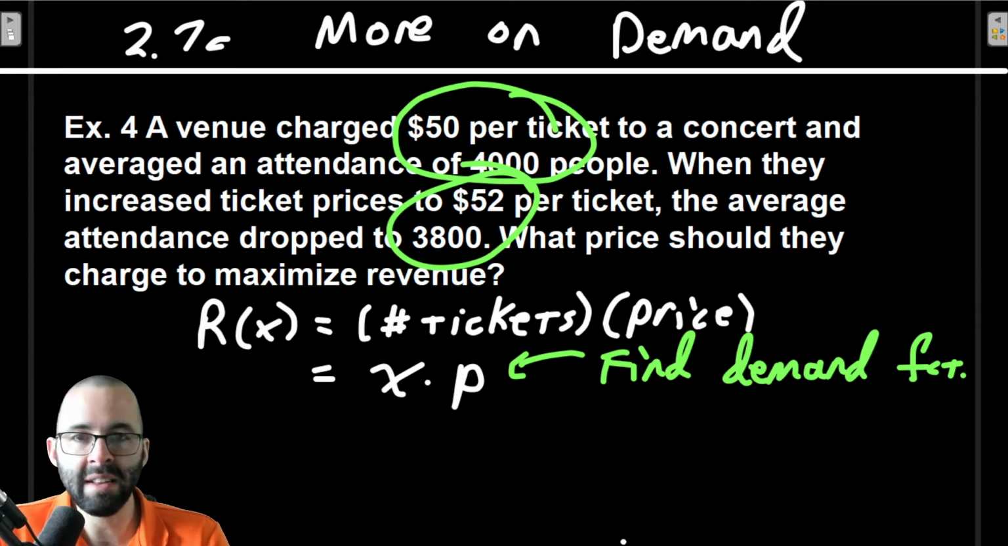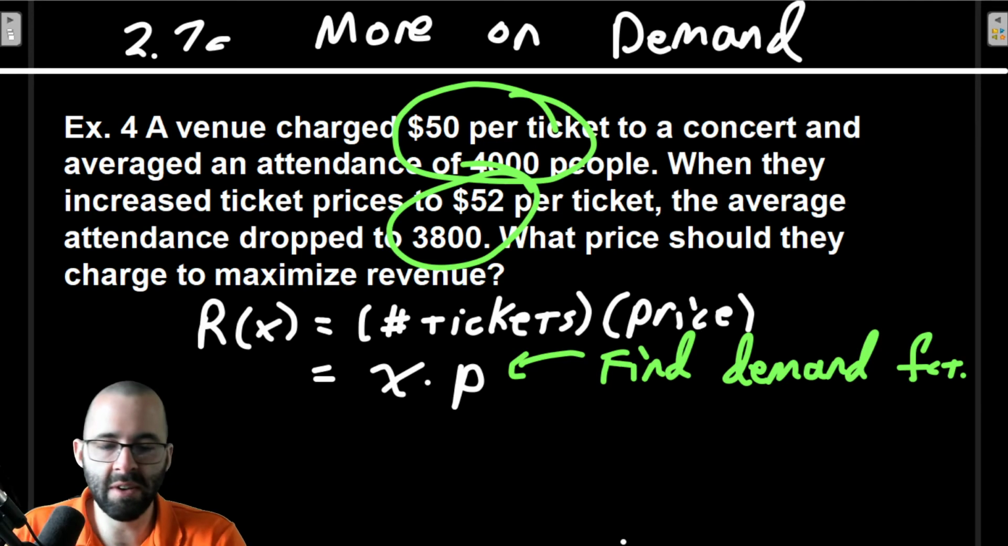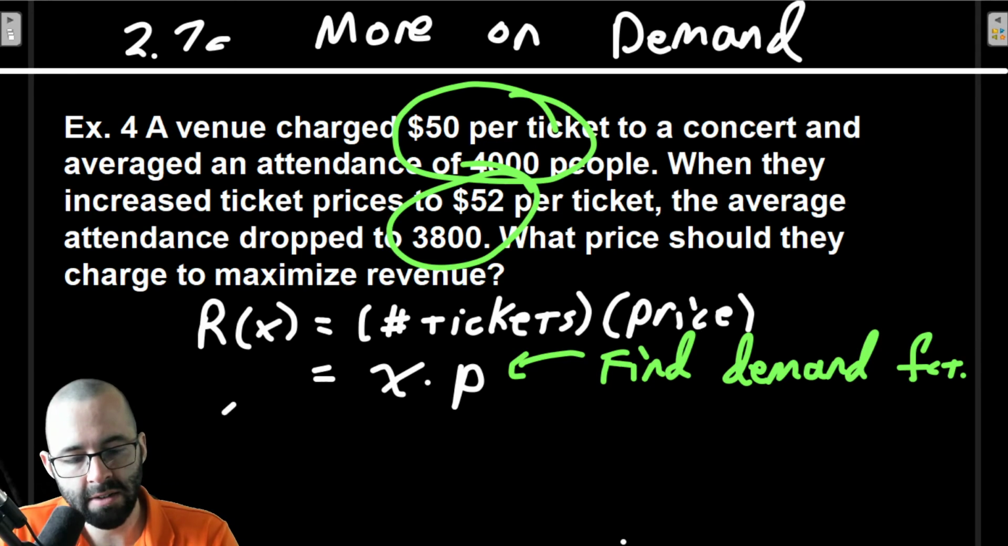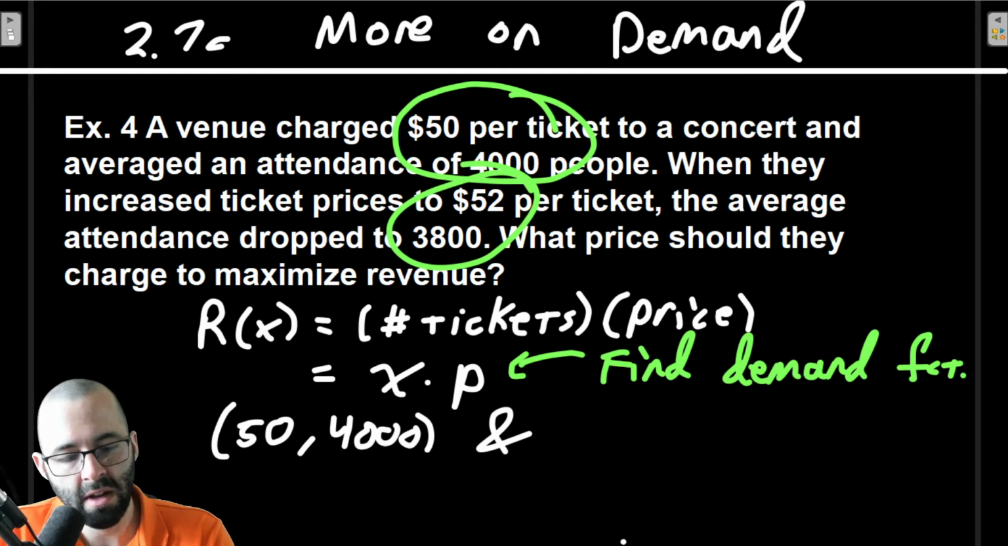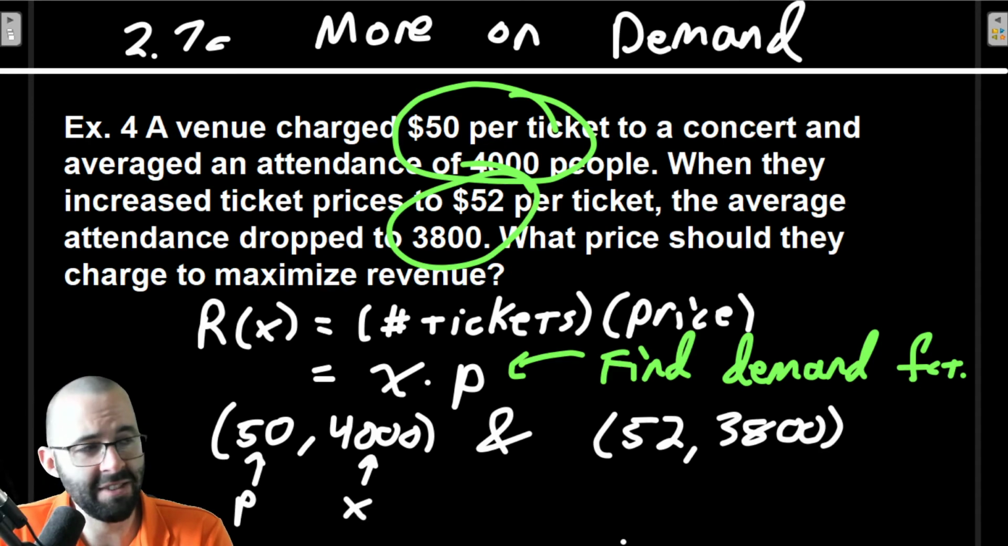So we're going to write these as ordered pairs. And again, it doesn't matter which one we solve for or which one we call our x. You can choose whichever one as long as you're consistent. When price was $50, we had 4,000 people. When price was $52, we had 3,800 people. Again, the first one is our price and the second one is our x. If this makes you uncomfortable, because usually x is the first one, you can switch the order on both of these and have 4,000, 50. It doesn't matter though. Just do whatever you're comfortable with.